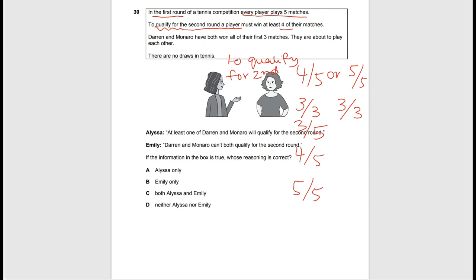So, they are about to play each other. There are no draws in tennis. So, if they are about to play each other, that means that 5 out of 5 will not be a possible combination for the loser, because someone will win this game and someone will lose. Meaning, say this is Darren and this is Monaro. Let's change the color just to make it a little bit clearer.